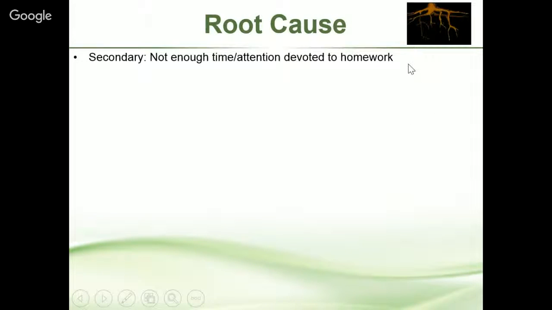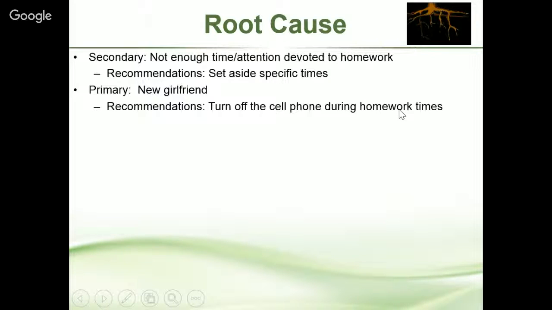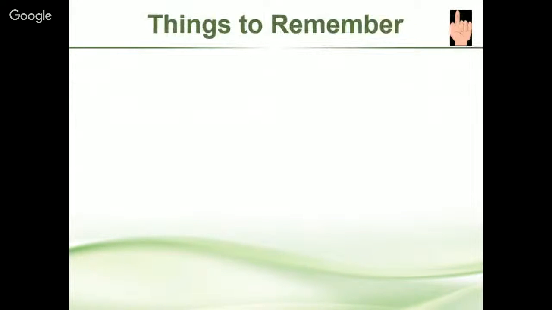So putting this all together, we think the secondary root cause is there's not enough time and attention devoted to the homework. So we think that specific times for doing homework need to be set aside. You just need to focus during those times. But the primary cause is the new girlfriend, and it's driving the secondary cause. So we think that not only are you going to set aside specific times, but you need to turn off your cell phone during the homework times. Other than that, we're cool with it.